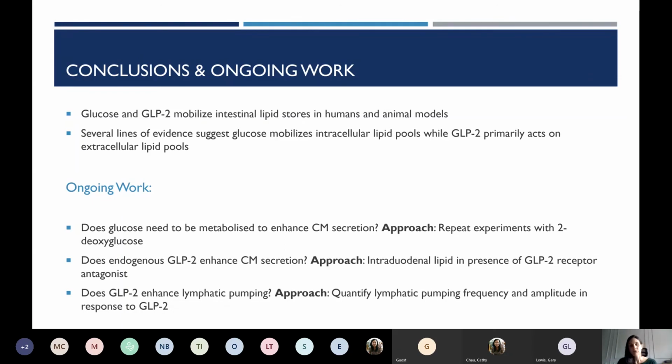And we think that GLP-2 is primarily acting on the lymphatic pumping, but to really know this, we want to see, does GLP-2 enhance lymphatic pumping by quantifying both the frequency of pumping and the amplitude, or the strength, of pumping in response to GLP-2.